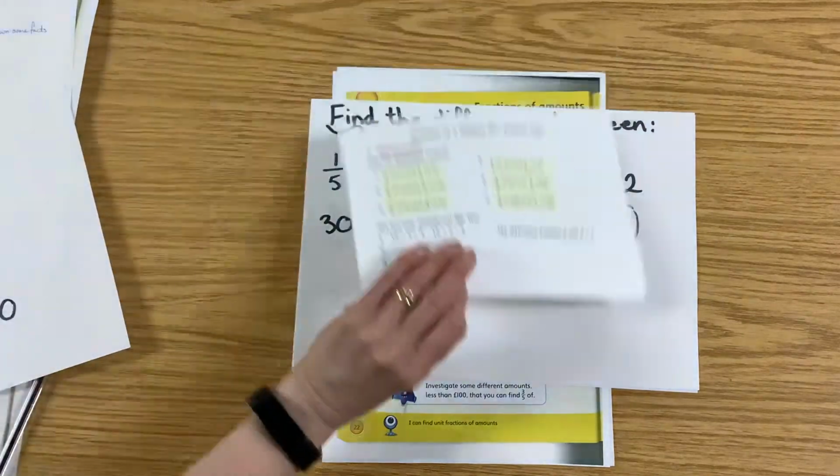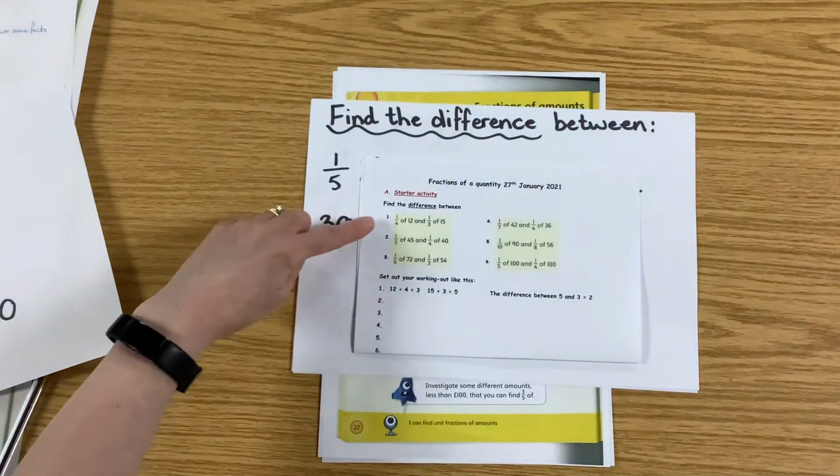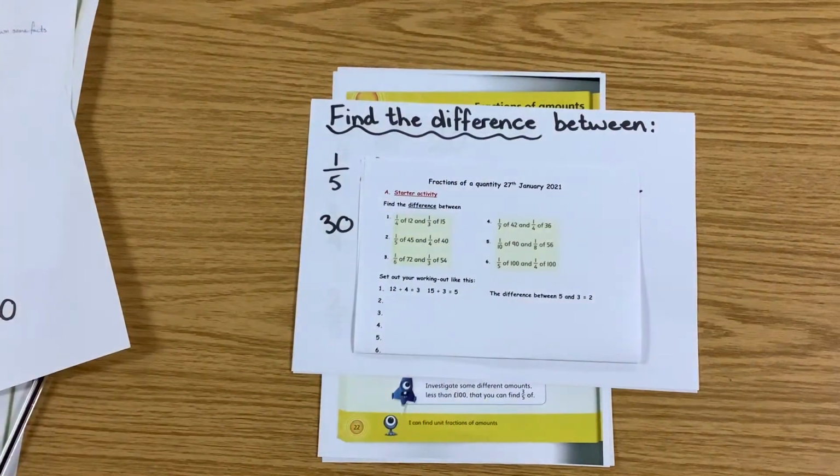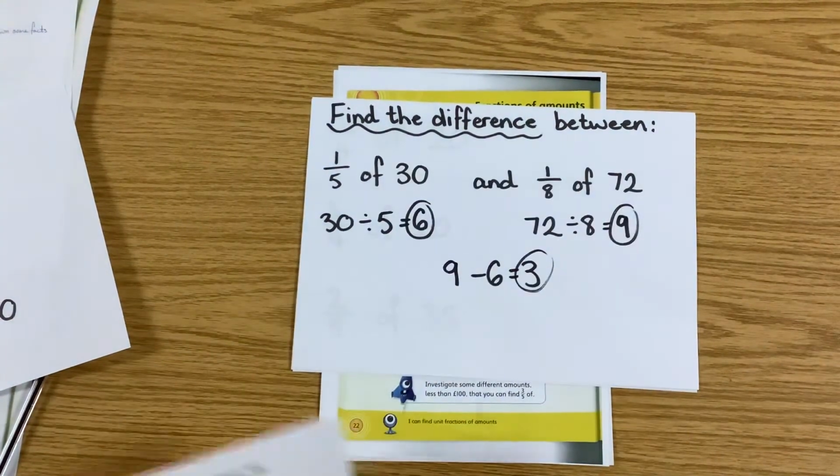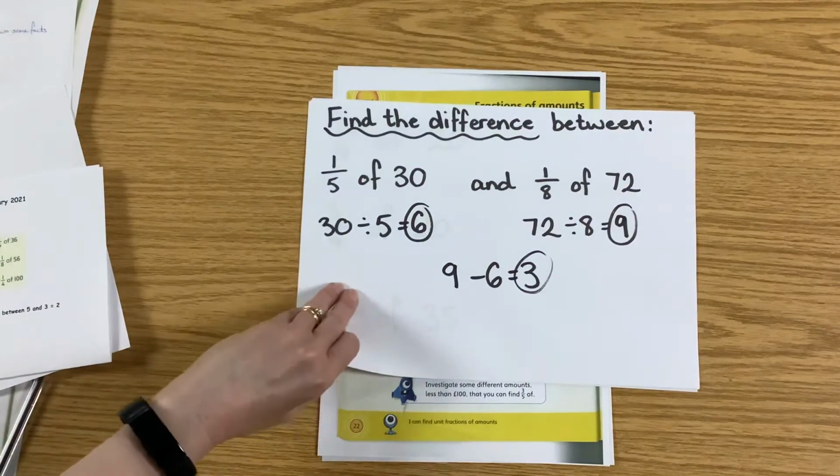So for your first challenge today, P6, task A, download it from the website and you're going to set your work out like that, okay? That's what part A is going to look like.